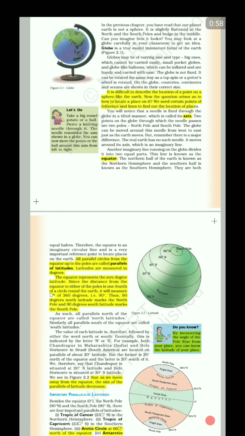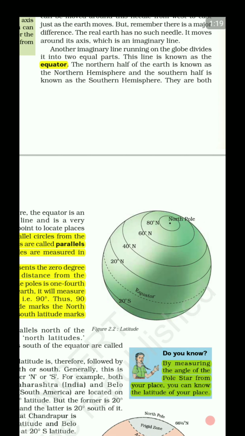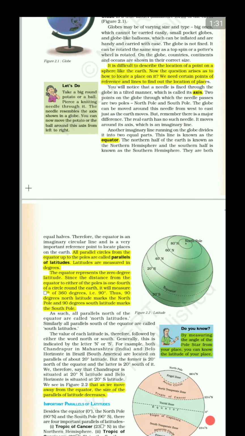All parallel circles from the equator up to the poles are called the parallels of latitude. The latitudes are measured in degrees, right? The equator represents 0 degree latitude, since the distance from the equator to either pole is 1/4 of a circle around the earth. So from the equator to the north pole it covers 25% of the circle, and 25% of 360 degrees is 90 degrees, right? Thus 90 degrees is what we term as the north pole.